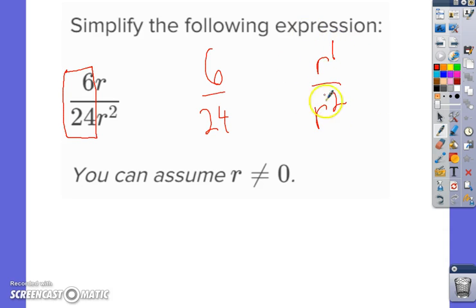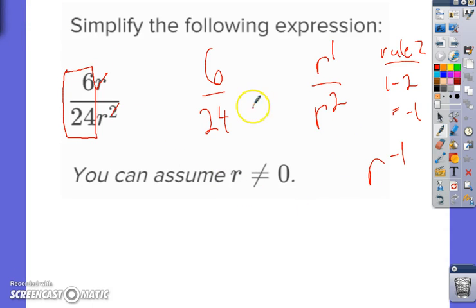This is r to the first divided by r squared, so I'm going to apply rule number 2, and I'm going to subtract 1 minus 2, and that's going to be equal to -1. Which makes sense, because -1 says that there's 1 extra r on the bottom, and that's exactly what this is. After they cancel, there's 1 extra r on the bottom. So when I'm done, I'm definitely going to have r to the -1 in my answer.